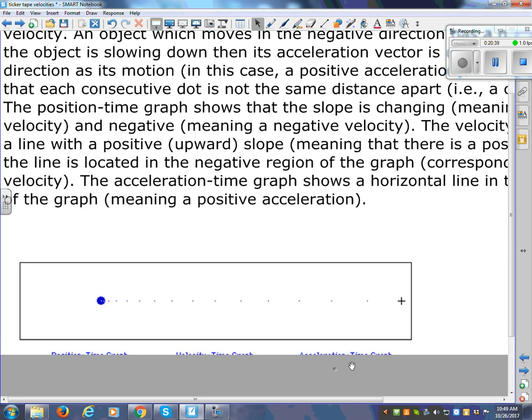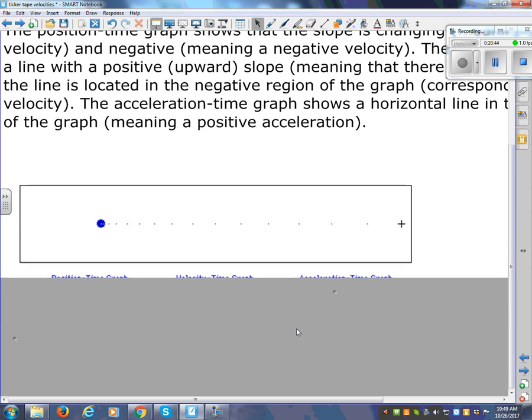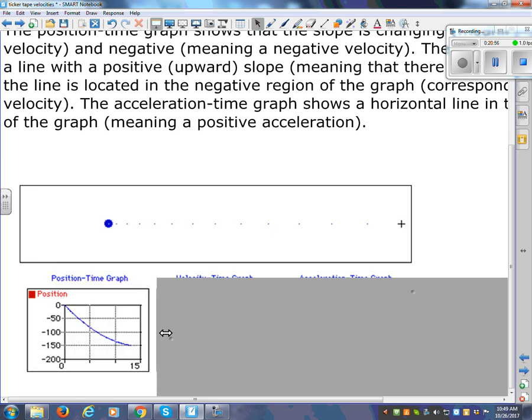Negative velocity means moving to the left. Positive acceleration means that it's opposite, so it's going to be slowing down. So moving left and slowing down. Okay, so it's moving to the left, the position time graph is going to be in the negative region. If it's slowing down, the slope has to be getting flatter or steeper? Flatter. So in the negative region, but getting flatter, it should look like that.